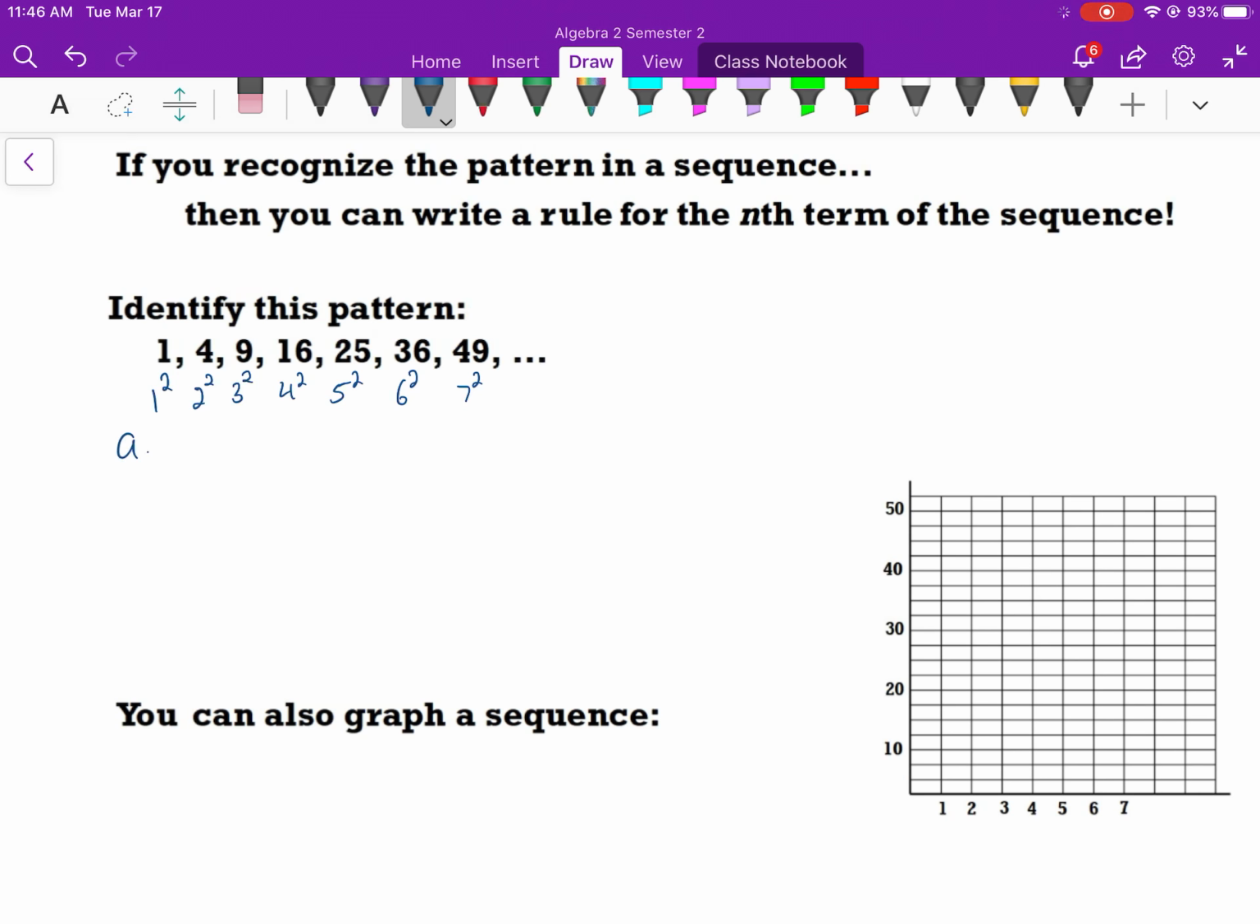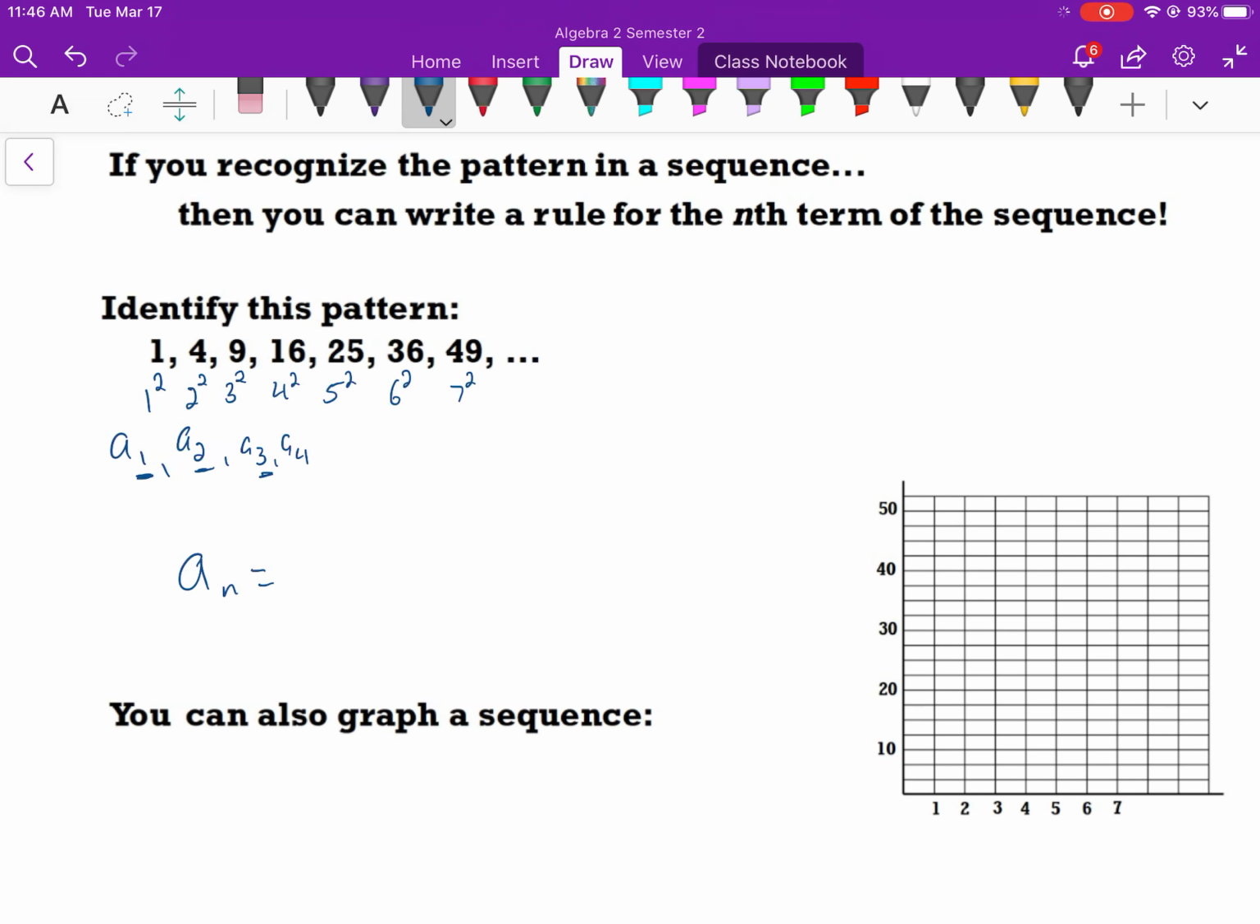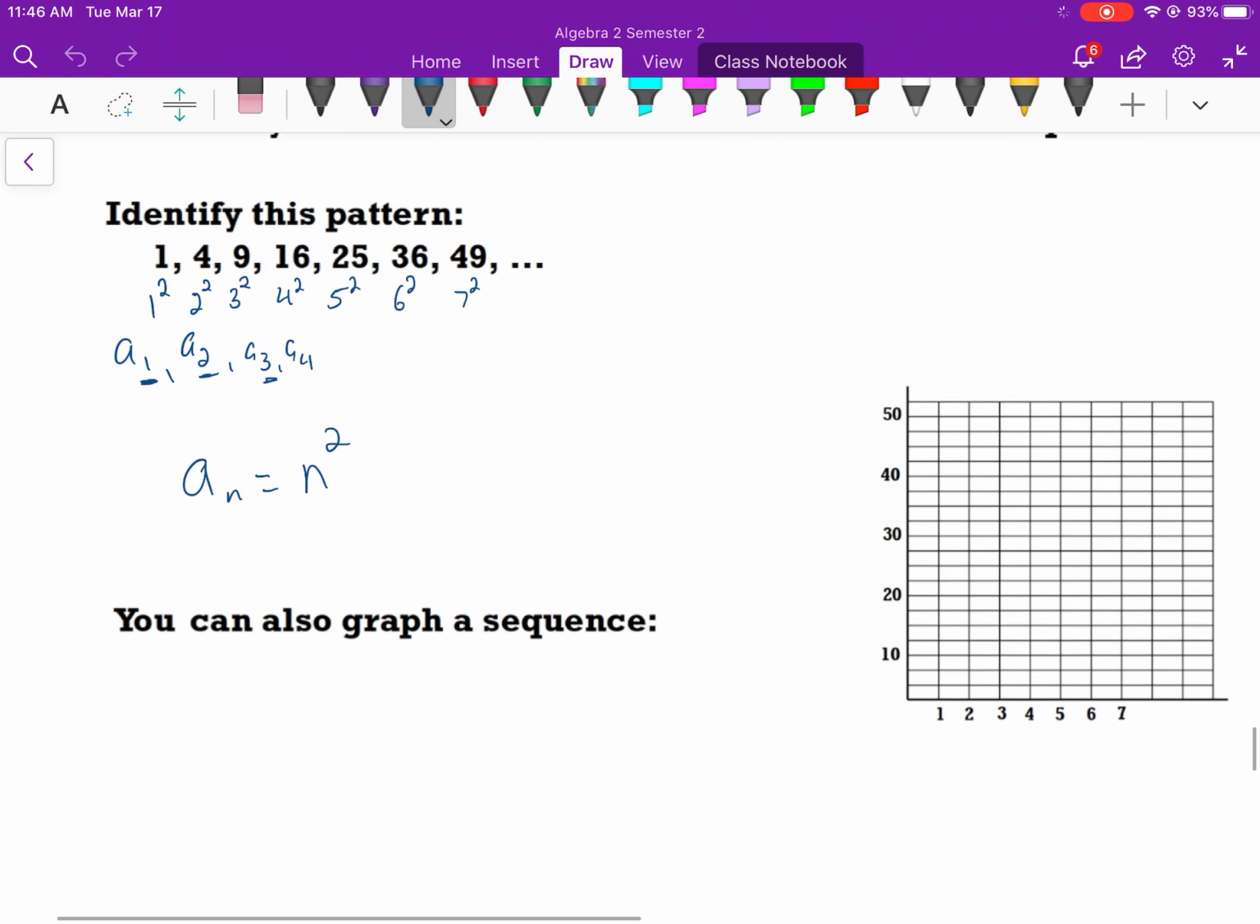And again, this is A1, A2, A3, A4. So we're taking that n value and we're squaring it. So a sub n is equal to n squared in this case. Later on, we'll get into a little bit tougher ones, and I'll show you how to notice if it's a square or cube. Now, we can also graph sequences.